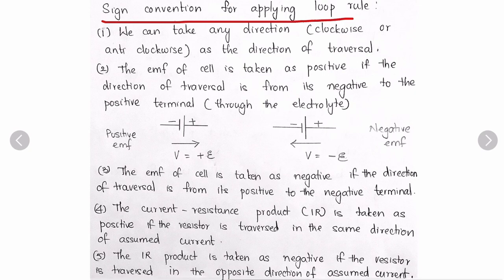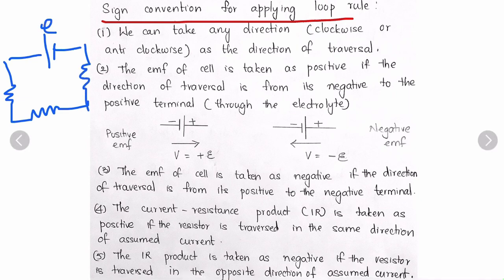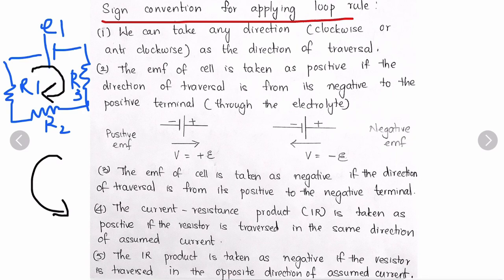When you are analyzing a loop, you can go either clockwise or anti-clockwise. A loop means a closed network, like this one I am showing you here. This loop has one EMF, E1, and three resistances, R1, R2, R3. When analyzing, you can go either clockwise or anti-clockwise. That is your choice. So the first rule says we can take any direction as the direction of the traversal, either clockwise or anti-clockwise.